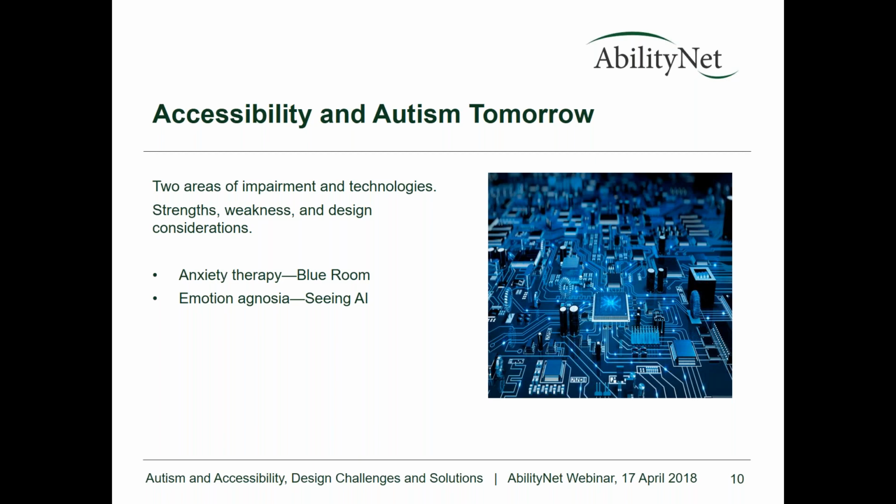Okay, so that's some thoughts about where we are today and the accessibility testing we can do using some guidelines. But I also want to talk about what's coming up on the horizon, so more autism tomorrow. I'm going to talk about 2 areas of impairment and relevant technologies, and some of the strengths, weaknesses, and design considerations. The 2 I'm going to talk about are anxiety therapy, and something called the Blue Room, and also emotion agnosia through something called Seeing AI.